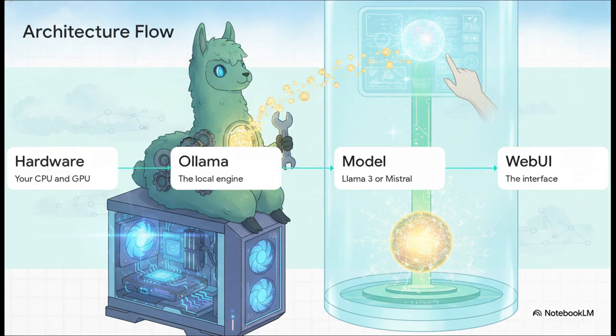It's like a multi-layered cake. At the base, you have your machine's hardware, your CPU and GPU. On top of that sits Ollama, our engine. Inside that engine, we load our fuel, which is the model itself, like Llama 3. And finally, we cap the whole thing off with a WebUI. That's the interface we actually interact with. The real beauty of this step-by-step flow is that your data just travels through these four layers, entirely on your own machine. No round trips to a server somewhere.